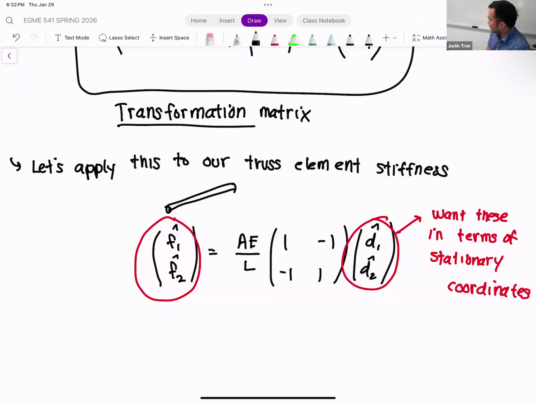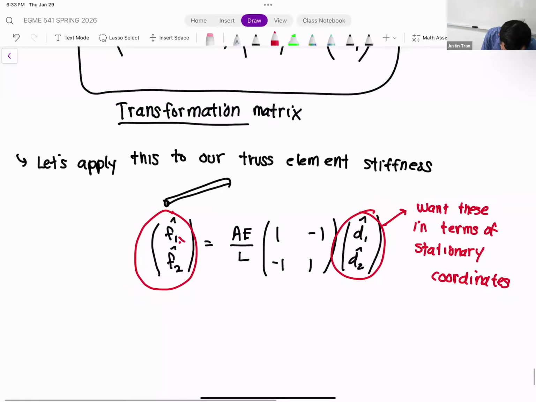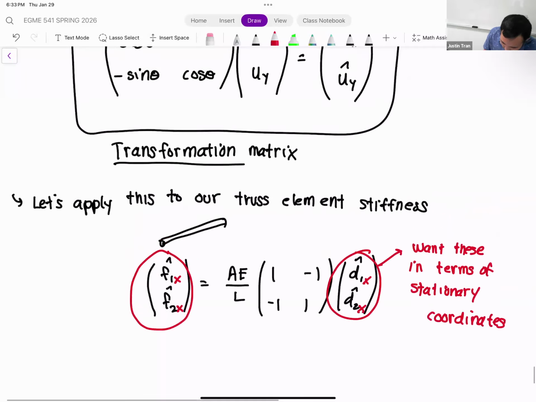Before we do that, we actually need to expand this matrix a bit, because everything we've been doing up until this point has been 1D problems. So we're only looking at deformations in the x direction. This matrix is how we've defined it up until this point, but in terms of the coordinate systems, all of these are in the x direction. So this is F1 x hat, F2 x hat, D1 x hat, D2 x hat.